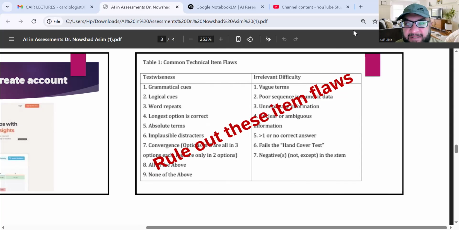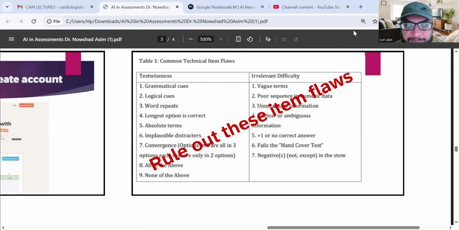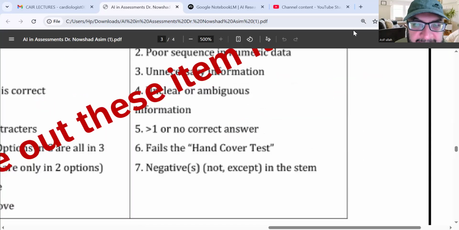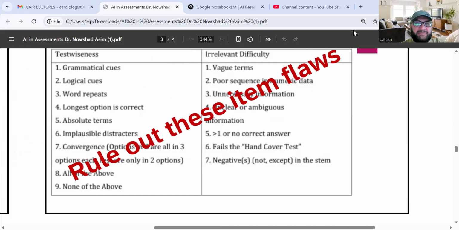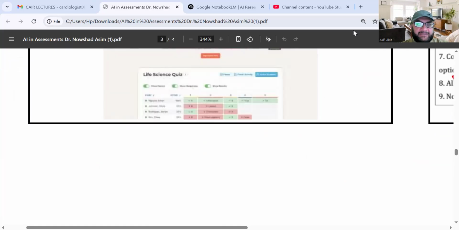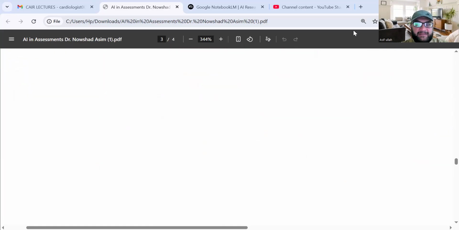Irrelevant difficulty is caused by vague terms, poor sequence in the numerical data, unnecessary information, unclear or ambiguous information, and more than one or no correct answer, and it may fail the hand cover test. Negatives other than the word except may be there as well. So these are the different problems with item construction.